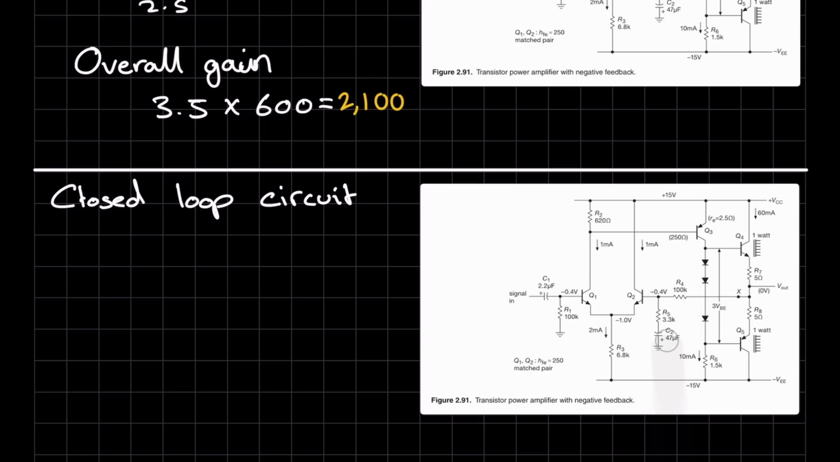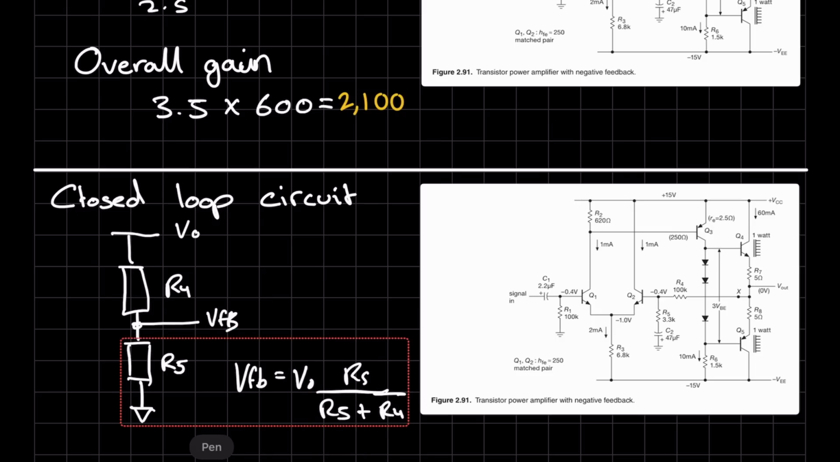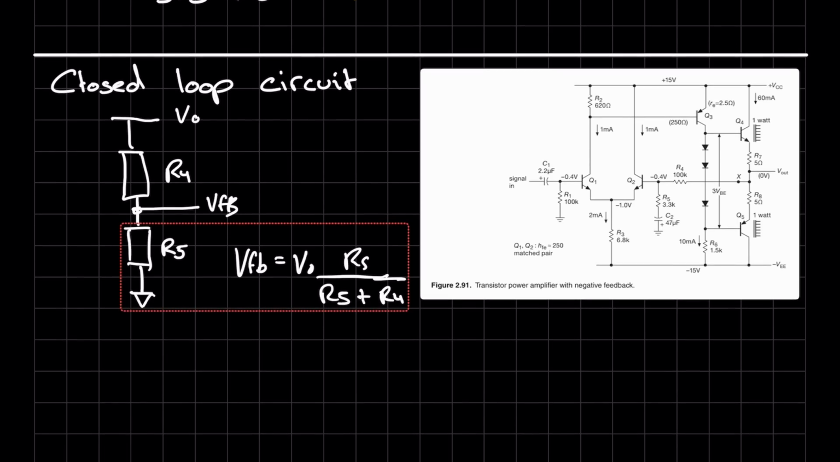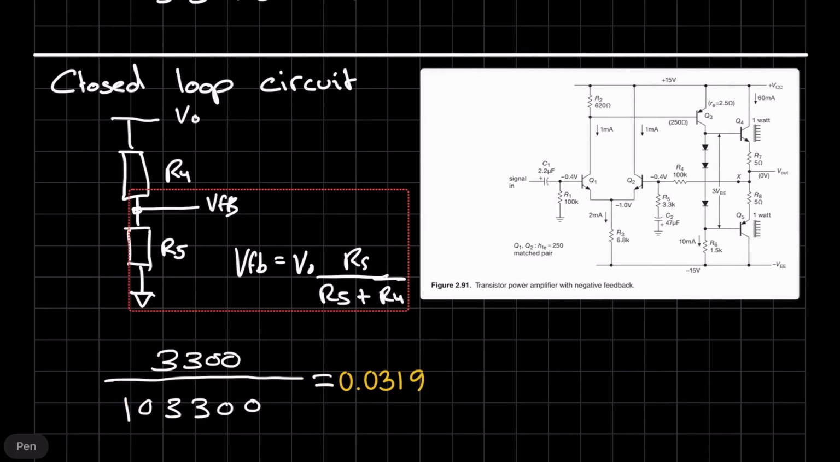So if we ignore C2 for high frequency signals, we basically get 100k on the top resistor and 3.3k on the bottom resistor. So if I draw that out again, the signal that's going to be coming out over here is going to be equal to wherever this signal is. So let's call that V out, and let's call that VFB. VFB is equal to V out R5 over R5 plus R4. Now our R5 value is 3300. Our R4 is 100,000. So let's do that calculation. So you basically get 0.03, which is our feedback factor.